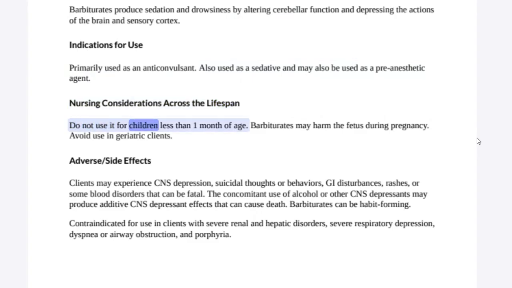Nursing considerations across the lifespan. Do not use it for children less than 1 month of age. Barbiturates may harm the fetus during pregnancy. Avoid use in geriatric clients. Adverse side effects. Clients may experience CNS depression, suicidal thoughts or behaviors, GI disturbances, rashes, or some blood disorders that can be fatal. The concomitant use of alcohol or other CNS depressants may produce additive CNS depressant effects that can cause death. Barbiturates can be habit-forming. Contraindicated for use in clients with severe renal and hepatic disorders, severe respiratory depression, dyspnea or airway obstruction, and porphyria.